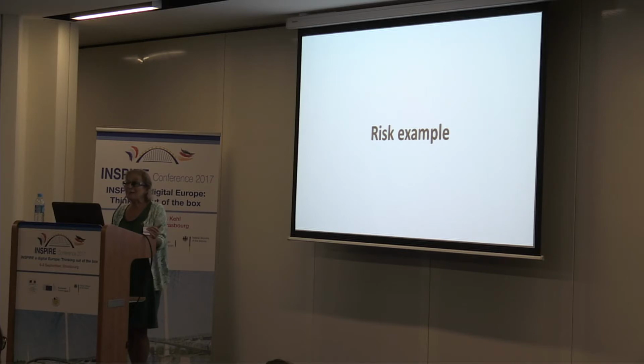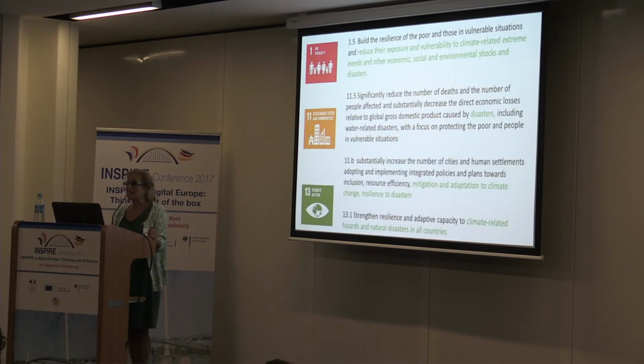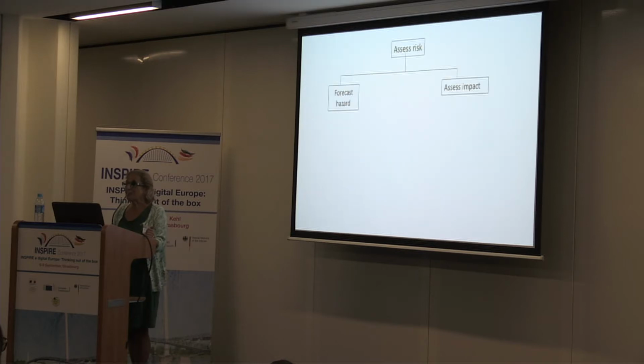The first one is well-known. It's about risk. There are several targets in the SDG that are related to risk, to disaster, making people less vulnerable to disaster, more resilient. So, how to do? First point is to assess the risk.